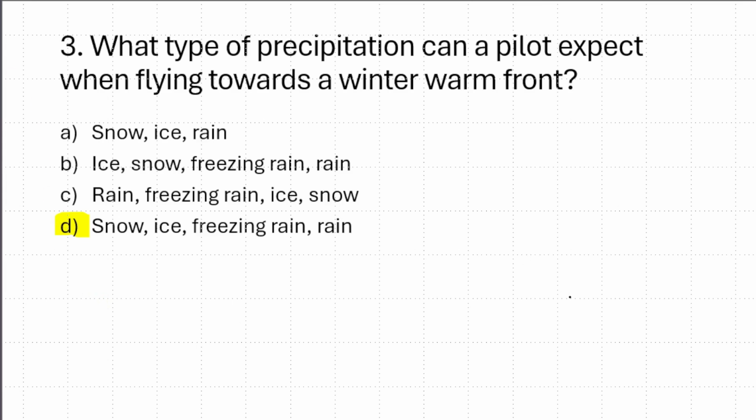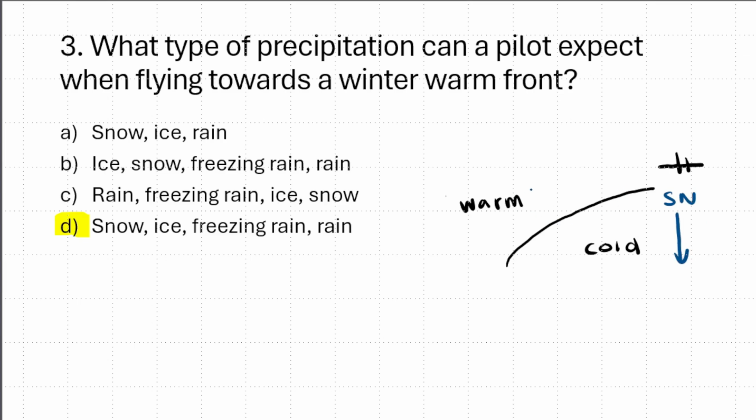Once again, we can draw this out super quickly. Let's say we have some cold air here, and then we have that warm front advancing on it, and we're flying towards it. So we're coming from here. When you're flying in from this direction, right? Let's say you're just starting in the cold air. You're most likely just going to get snow, right? Snow is going to be falling through here.